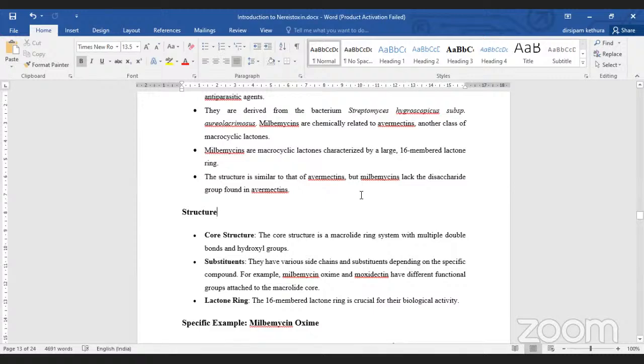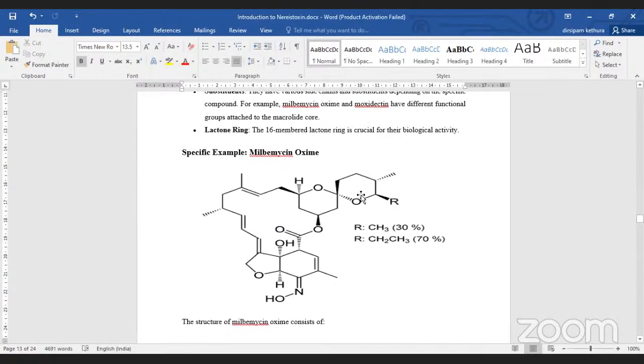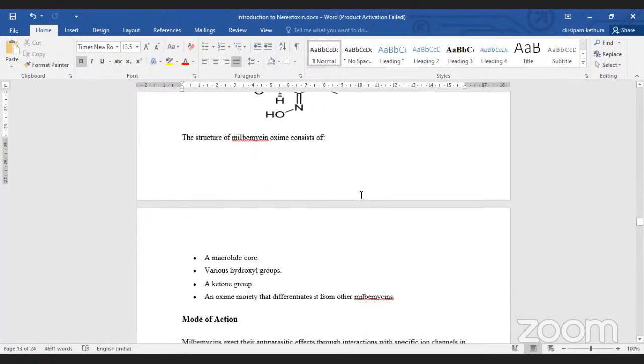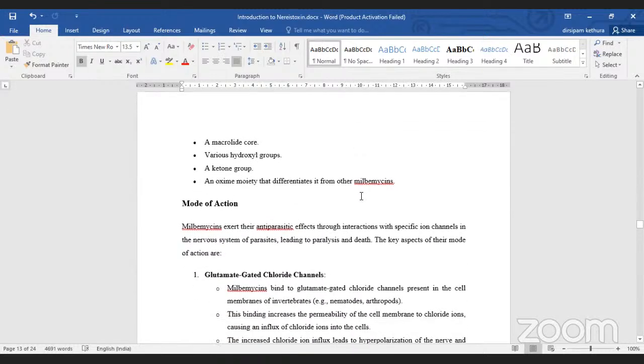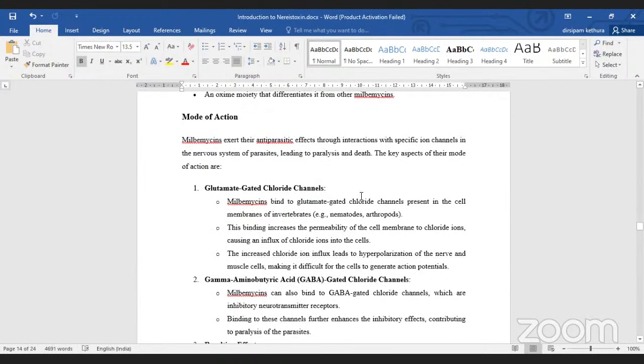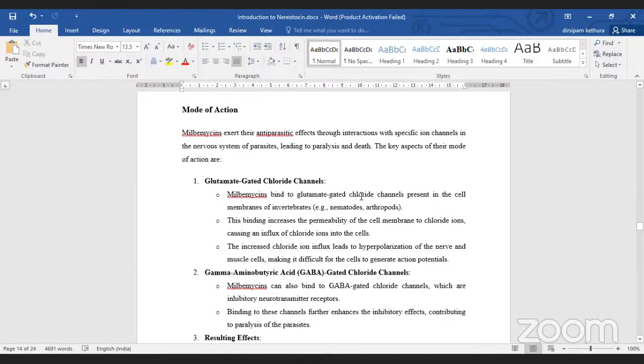If you look at the structure, it is similar to that of avermectins, but milbemycins lack the disaccharide group which you have seen in avermectin. This is the structure of milbemycin, which contains a ketone group and a hydroxyl group, etc. Coming to the mode of action, these milbemycins exert an antiparasitic effect through interactions with specific ion channels in the nervous system of parasites, which leads to paralysis and eventually death of the organism.